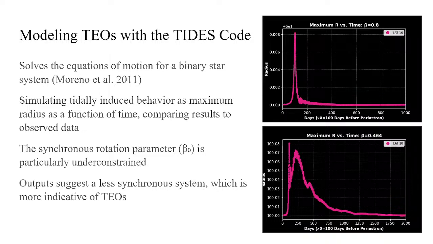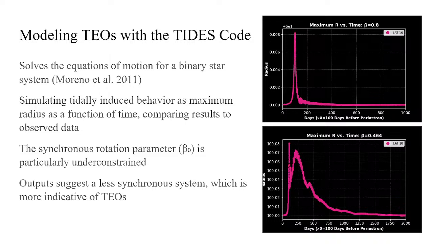But the bulk of what I've been doing has been modeling tidally excited oscillations with the TIDES code. The TIDES code is written in both Fortran and Spanish, which has been a very fun little obstacle for me. But it solves the equations of motion for a 3D grid of volume elements, particularly for a binary system. And so I can simulate tidally excited behavior as a maximum radius as a function of time, and then I can compare those outputs to that of the observed data.